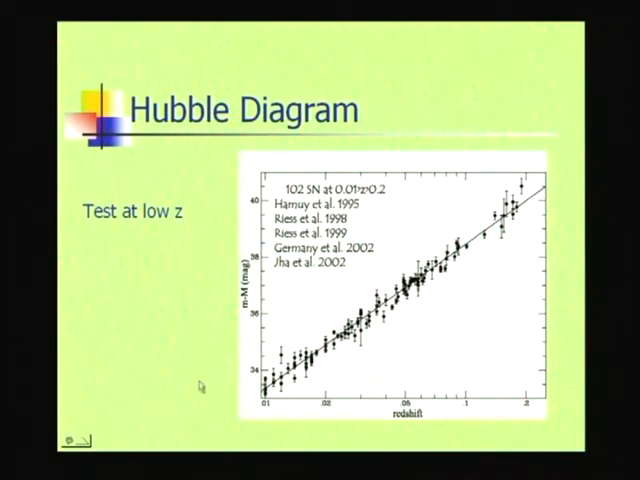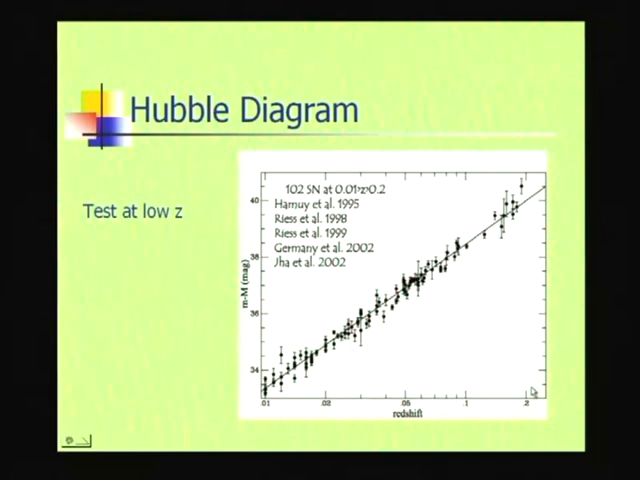The observed distance moduli, plotted as a function of the redshift in logarithmic intervals, data taken by different groups of observers, all of this data is found to lie on a straight line. And this goes up to a redshift of around 0.2. Okay, this is low redshift.